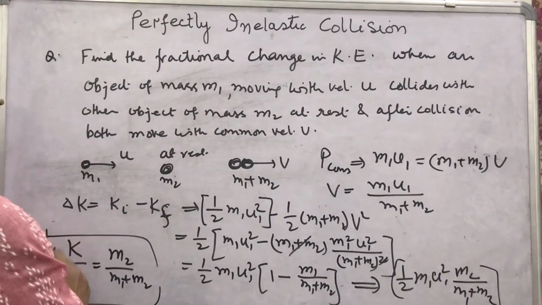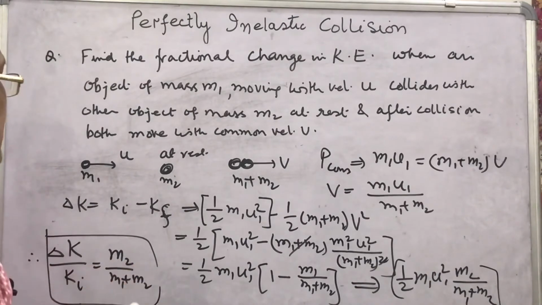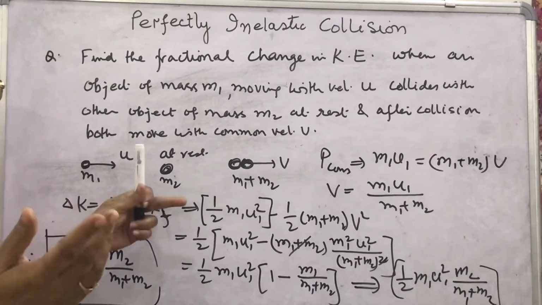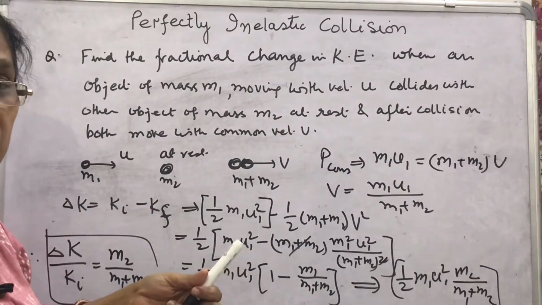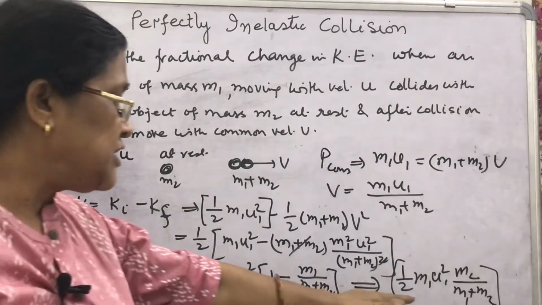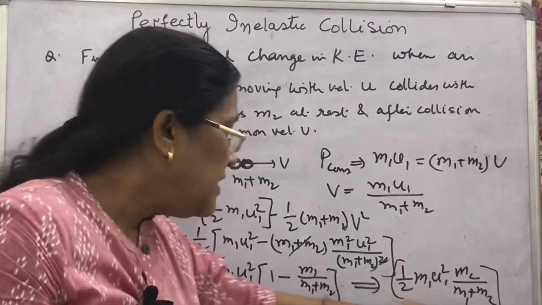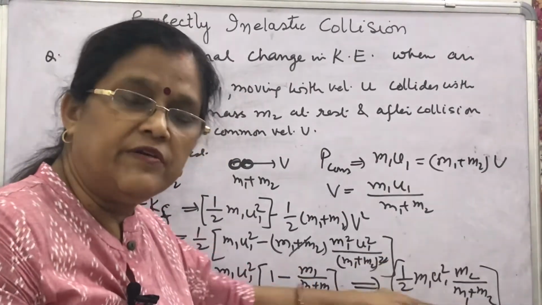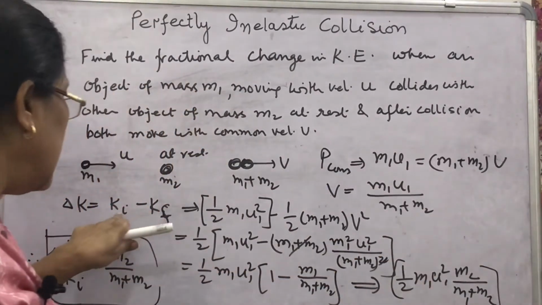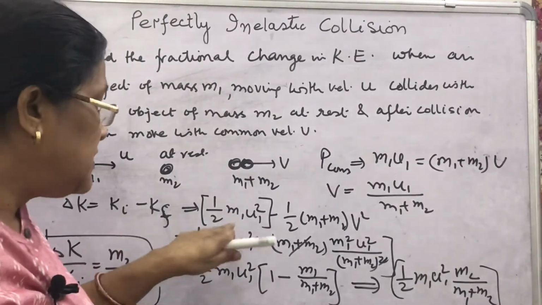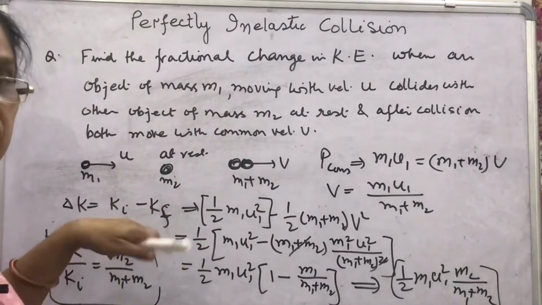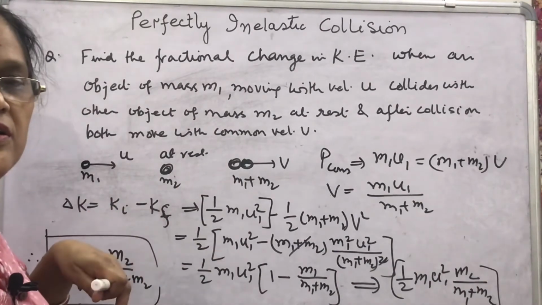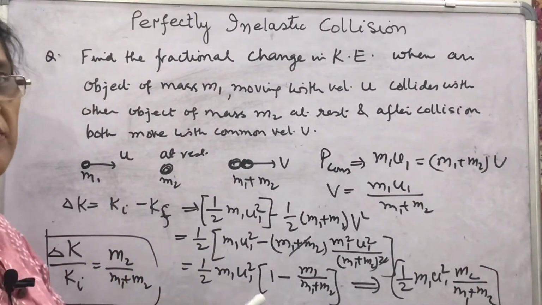You can also say that if somebody asks to prove that kinetic energy initial is greater than kinetic energy final, from this expression you can say that this delta K is a positive term. What is delta K? Kinetic energy initial minus final. So since the difference is positive, it means initial kinetic energy is greater than the final. In this way you have to solve the question.